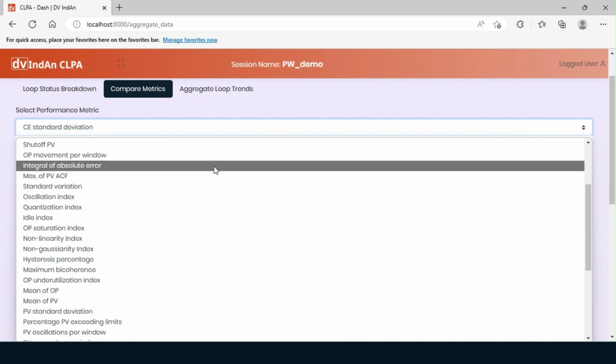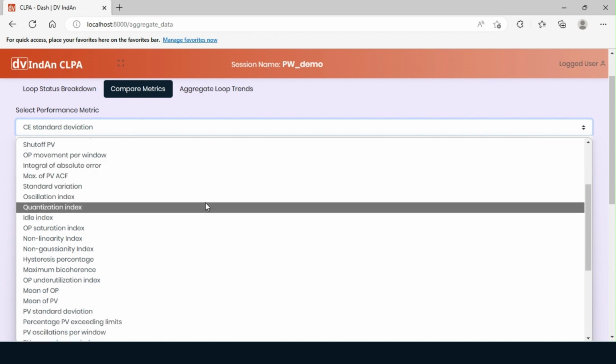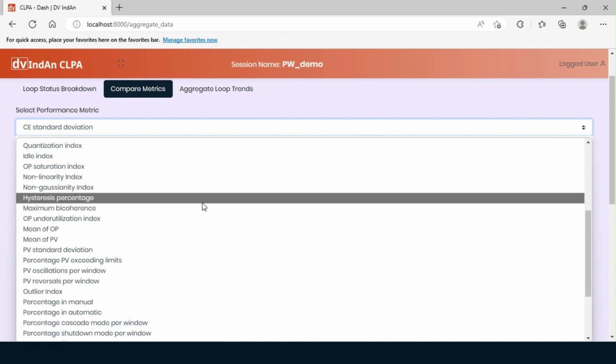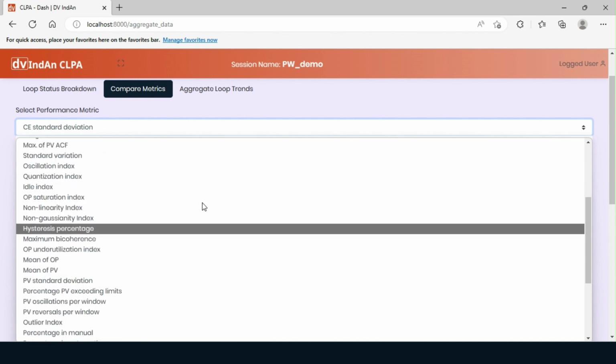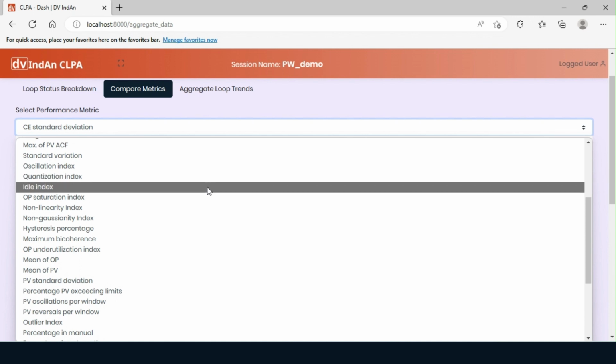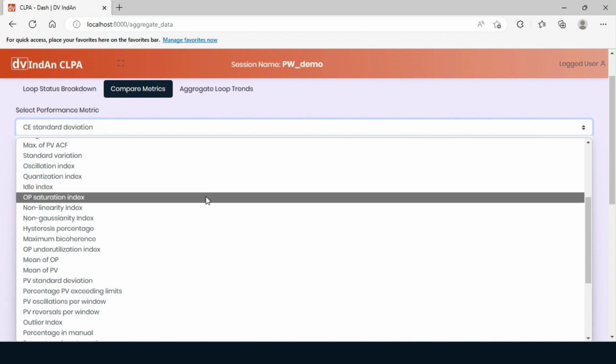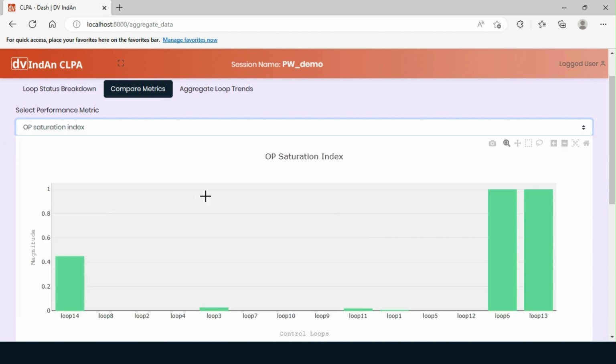Certain other metrics like the oscillation index, idle index, quantization index, saturation indices, etc., are already reported as percentages or fractions with specific limits, and therefore comparable across the loops. For an example, let us look at the comparison of OP saturation indices. This plot indicates that loop 6 and loop 13 have problems with saturation.